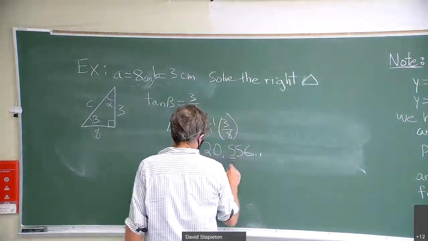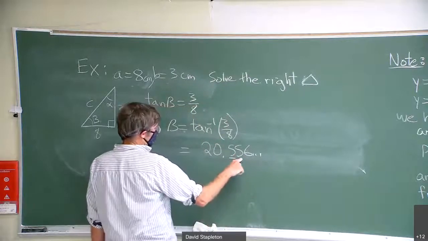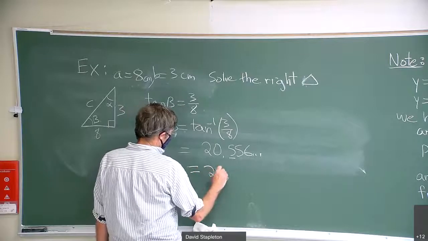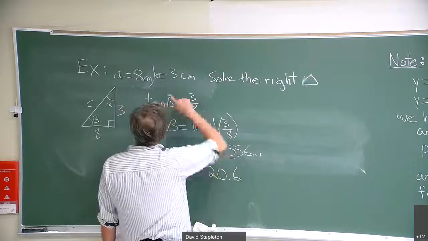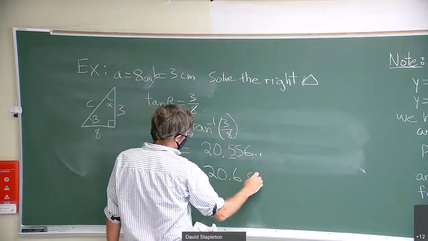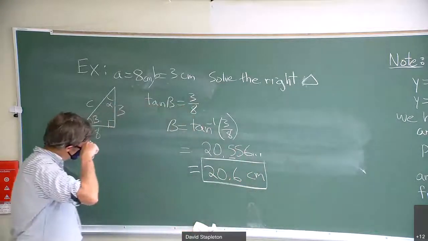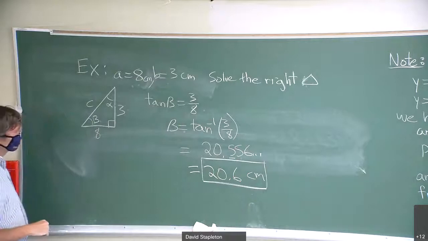Look at this decimal place here. That's the last one I'm keeping. The next digit is 5 or greater, so I round this to 20.6. And then I use the same units as the original triangle, put the units on. 20.6 centimeters. Okay.